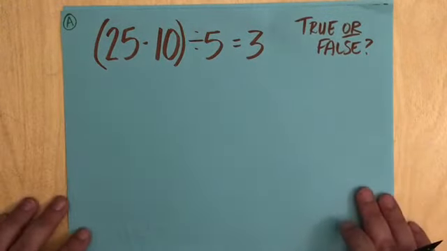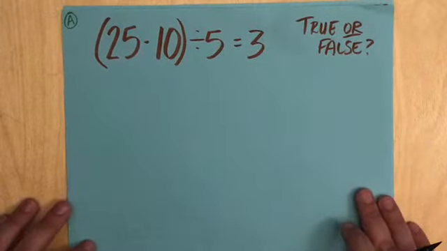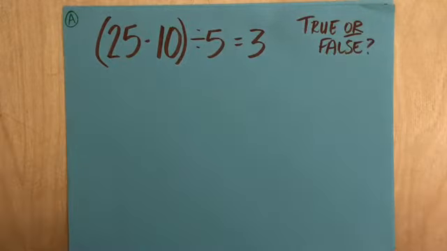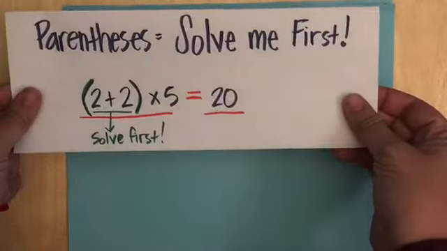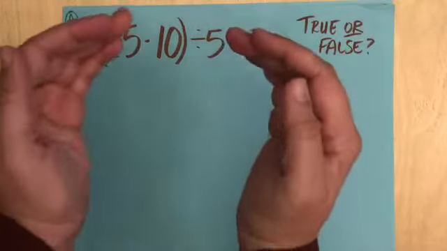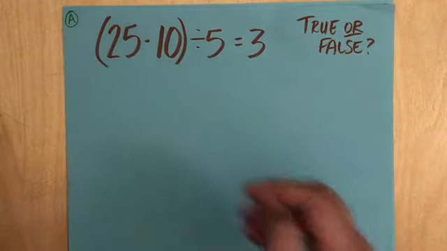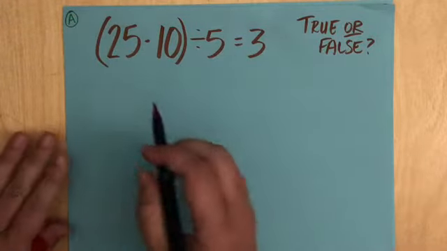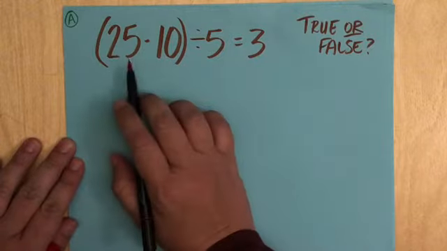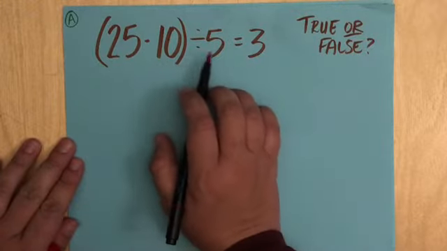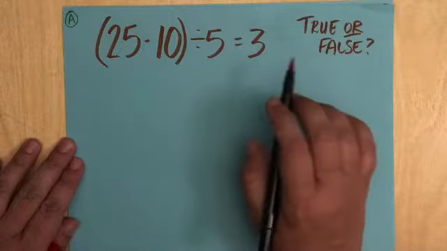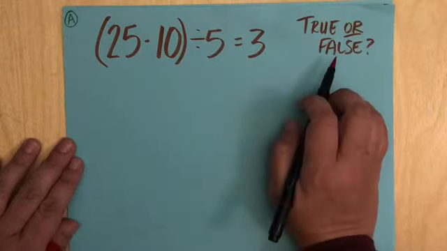Please write this first equation on your notes right now. Press pause and press play when you're done. Looking at this, remember, parentheses mean to solve me first. Solve me first. You're going to do your hug before you do everything else. All right, so 25 take away 10 divided by 5 equals 3. Is that true or false?